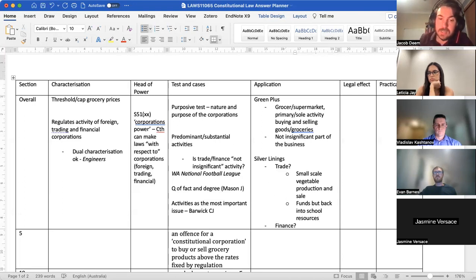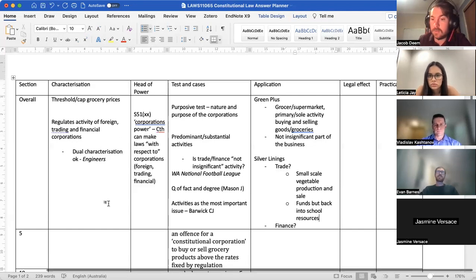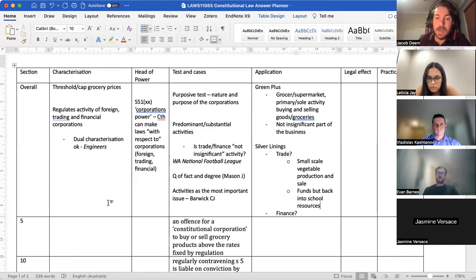Now, the key question for us here, and as Justice Mason tells us, is one of fact and degree. Do we think that this trade is a not insignificant part of what Silver Linings is doing? It's pretty insignificant. Okay. And what leads you to think that? I guess the main reason they're doing it is for education, and it's only occasionally buying vegetables. It's not regular as well.